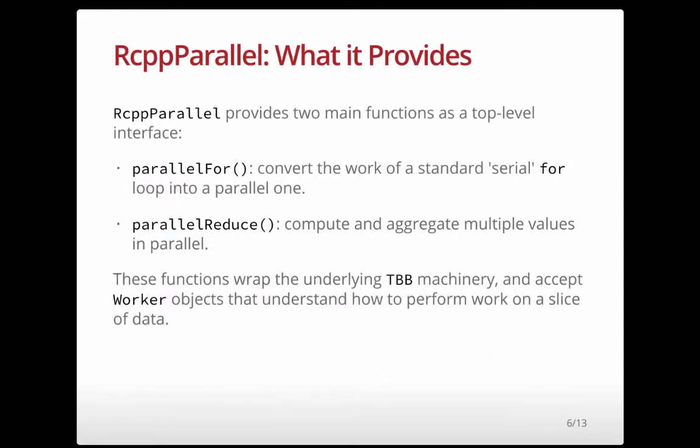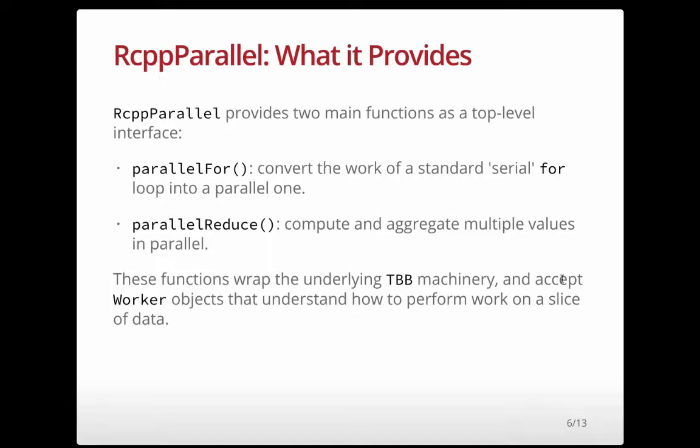All right. So RcppParallel provides interfaces for two common types of work that you might want to do in parallel. The first function we provide is called ParallelFor. The idea is that this will convert the work of a standard serial for loop into a parallel one. The second one is ParallelReduce, which provides a way to compute and aggregate multiple values in parallel. So these are functions provided by RcppParallel, and behind the scenes, they're going to delegate their work to the Intel Threading Building Blocks library.